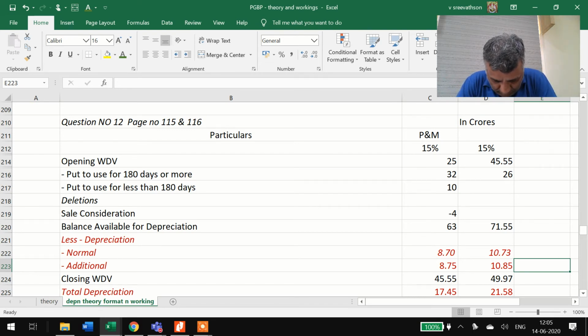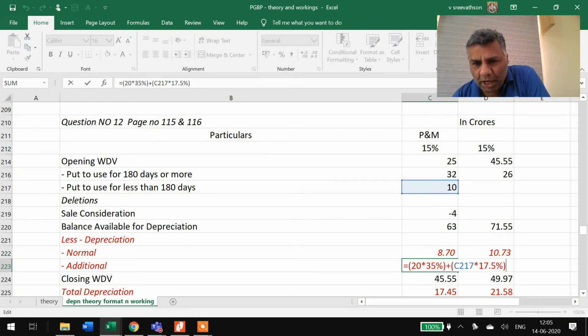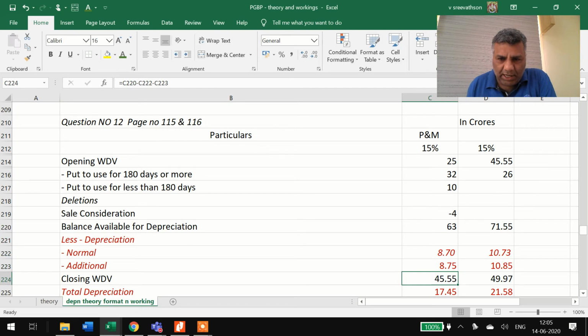Could you explain additional depreciation for the first year? In the first year, my additional depreciation will be for the assets used 180 days or more. I will not claim it for the 12 crores, because it is second-hand machinery. 20 crores into 35%, and 10 crores into 17.5%. That's how I get this 8.75. Okay, sir.